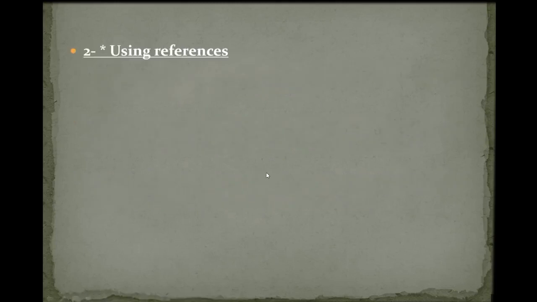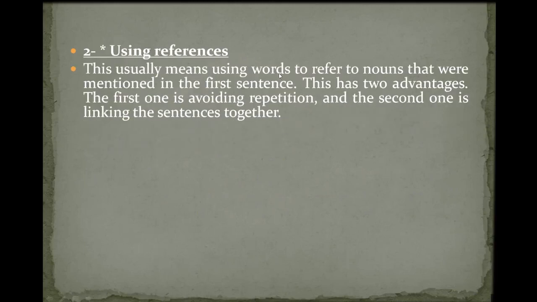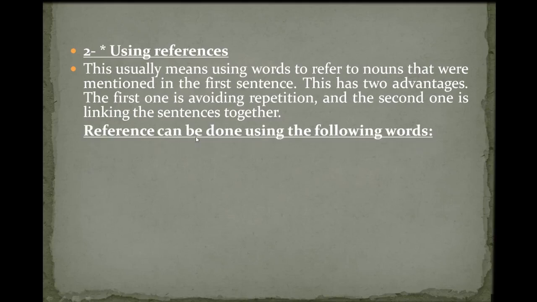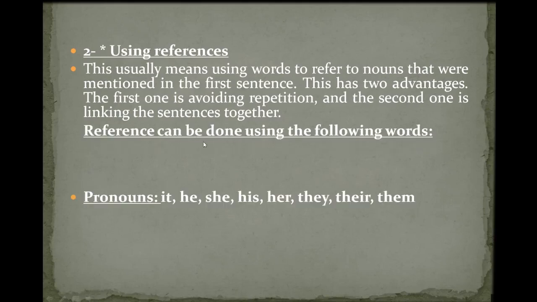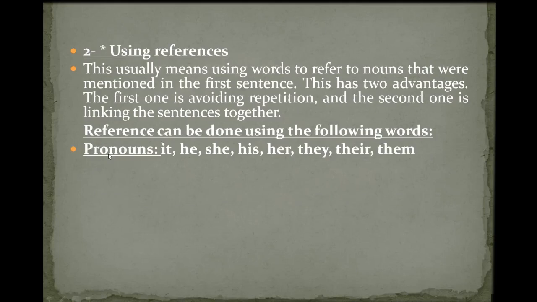But this is not the only thing. We can also use references to connect sentences together. This usually means using words to refer to nouns that were mentioned in the first sentence. This has two advantages. The first one is avoiding repetition, and the second one is linking the sentences together. References can be done using the following words. Pronouns: you can refer to nouns that were mentioned earlier, using it, he, she, his, her, they, their, them. You can use demonstratives: this, that, these, those, and this is really important.